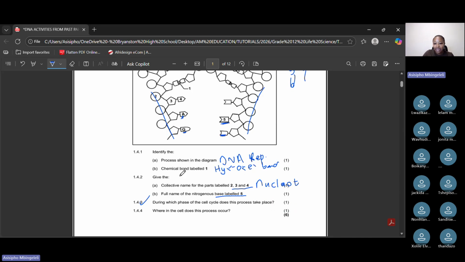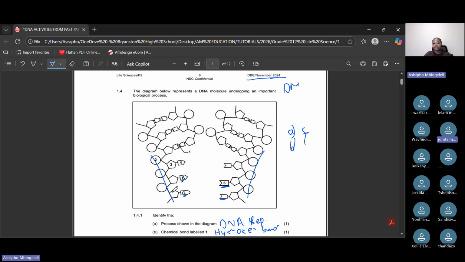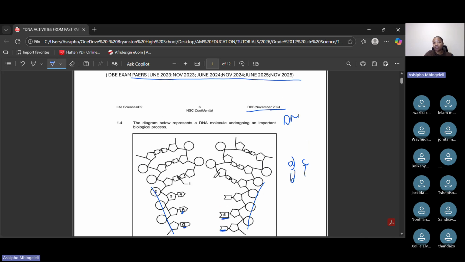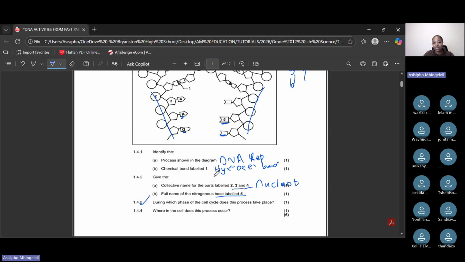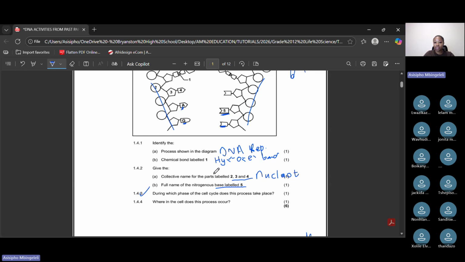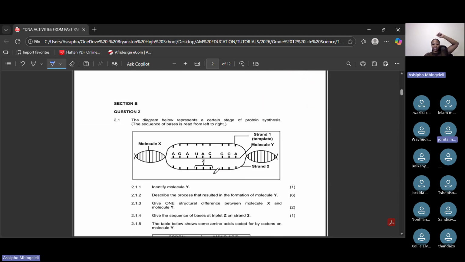I think if there was a mistake, there was just that mistake at 1.4.2B. But I think this was clear. So think of it. If you're writing a November 2024 paper, this could have been your question. There was no way that you're going to fail this because it's straightforward. Okay, we're moving to the next question.